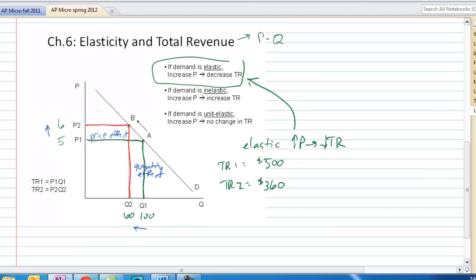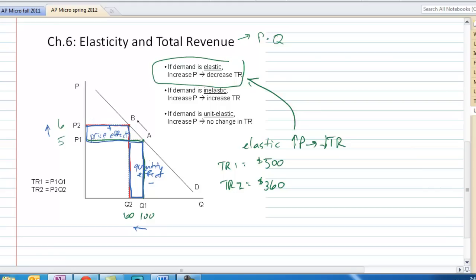When you're increasing the price, the price effect is positive. It's increasing your total revenue. The quantity effect is negative. It's pulling your total revenue down. By the way, that quantity effect label really just applies to this rectangle right here. That is the quantity effect. It's an effect on total revenue. It subtracts from your total revenue when you raise the price. The price effect increases your total revenue when you raise the price.